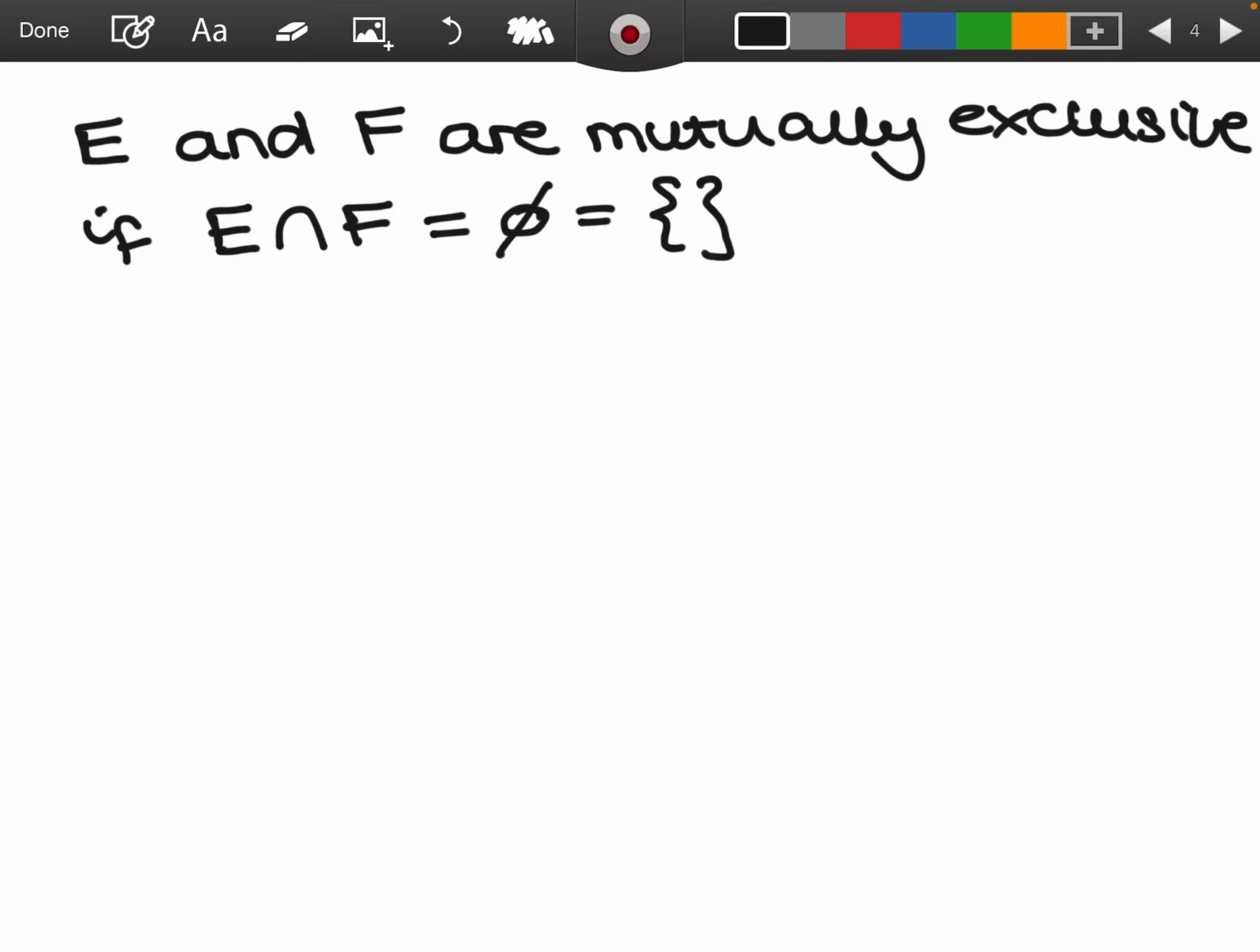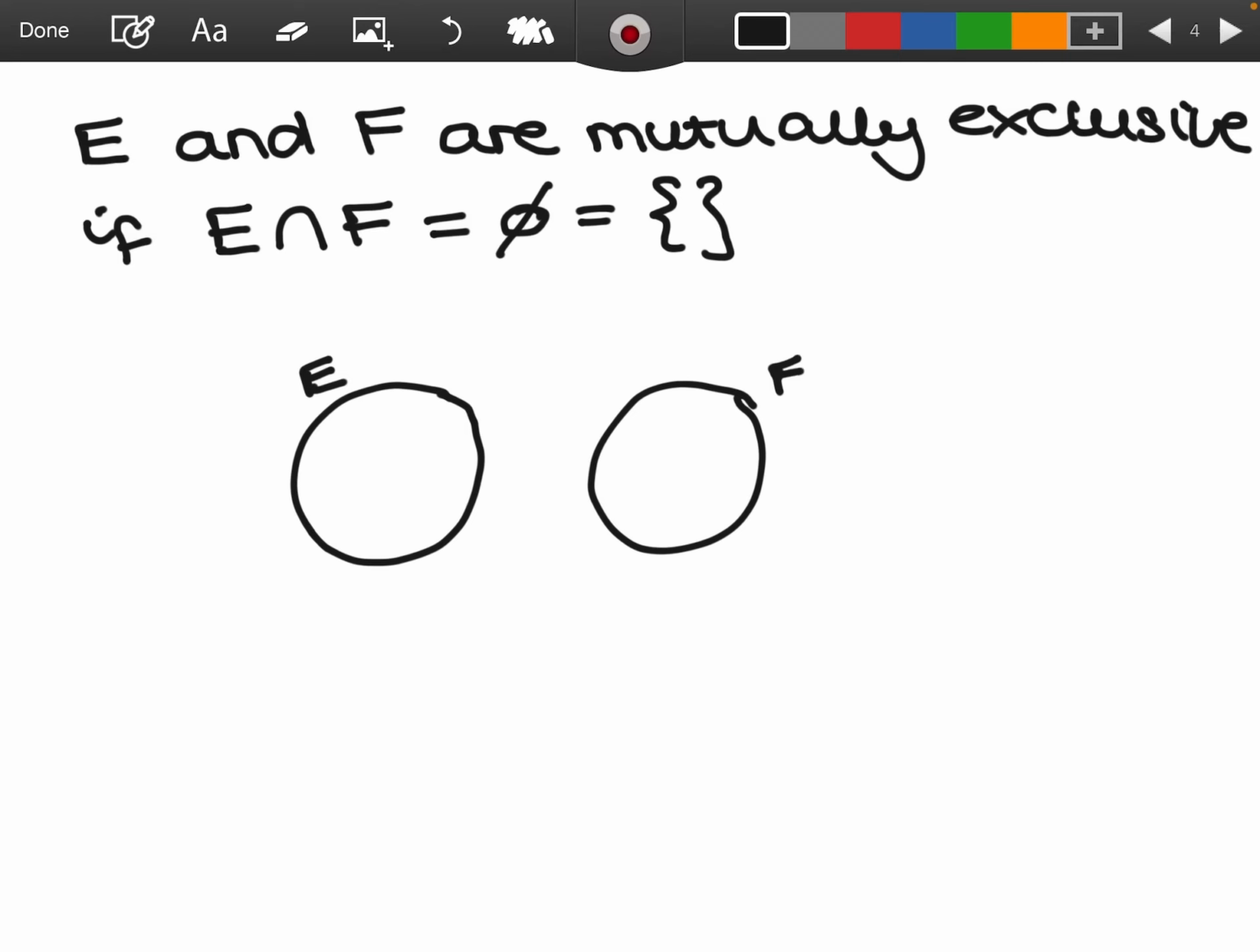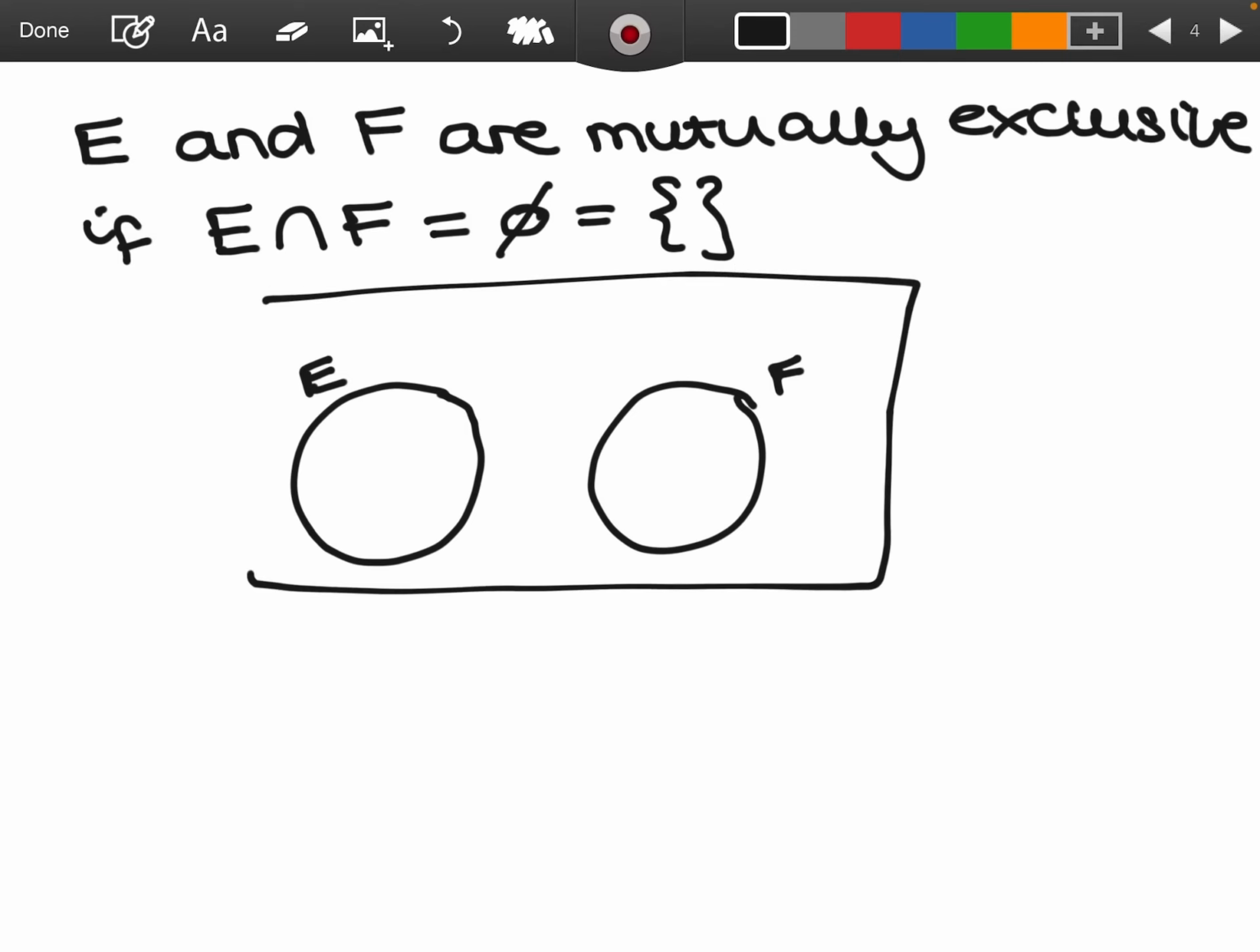You can write it two different ways. You can either write it with two brackets with nothing in them, or with that circle with the line through it. So two events E and F are mutually exclusive if they do not overlap on that Venn diagram. There is nothing in that intersection. So if you draw it as a Venn diagram, it would literally just be a circle E and a circle F with no overlap. Okay.